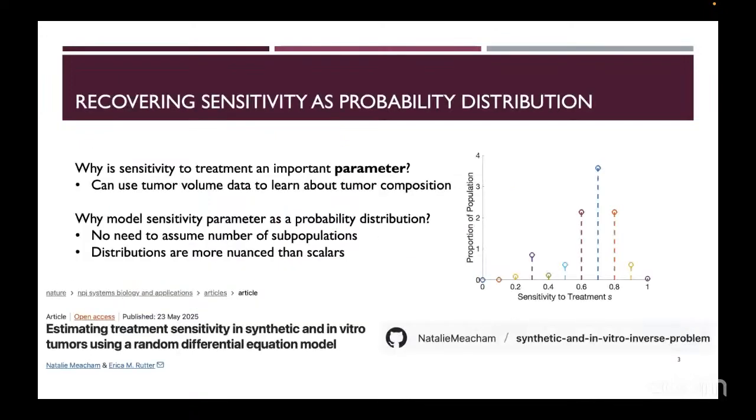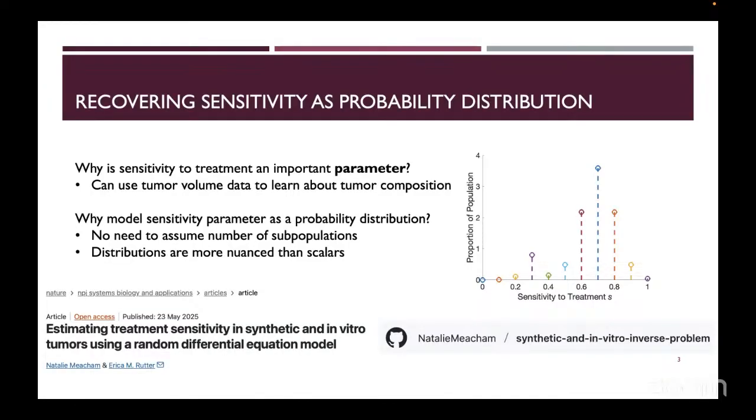I believe that I was on this slide. So in a paper that we published in May of this year, we recover sensitivity to treatment as a probability distribution. My goal for this slide is to convince you that that is a worthwhile effort and that sensitivity to treatment is in and of itself an important parameter when modeling.